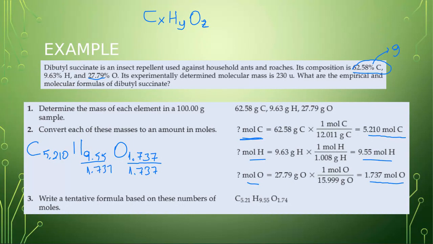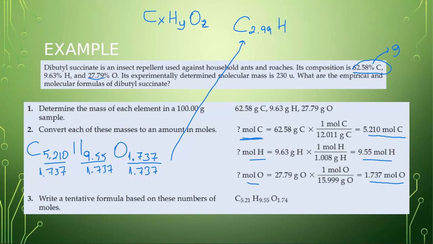Yes, the smallest number, you have to divide by it. First we write the tentative formula, and then we convert to whole numbers by dividing each of the subscripts of the tentative formula by the smallest subscript. For the carbon atoms, this is 2.99 approximately. That will be 3, Mariam, we can think that.